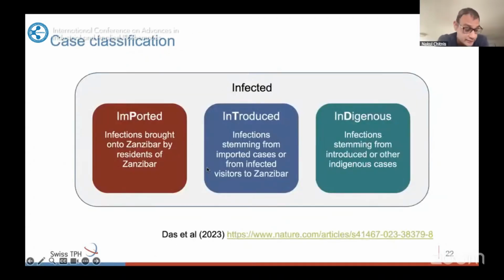We then divide the infected cases into either imported infections. Here we're only considering infections brought onto Zanzibar by residents of Zanzibar, or introduced. So these are infections either from imported cases or infected visitors to Zanzibar. So we're not considering infected visitors as imported cases, but only their onward transmission to residents, and then the indigenous cases. This has been published now, so there is an article here where you can see these equations in more detail.